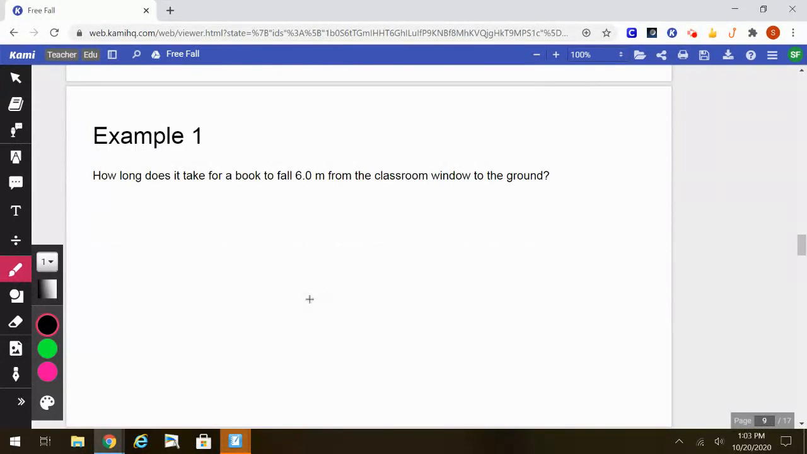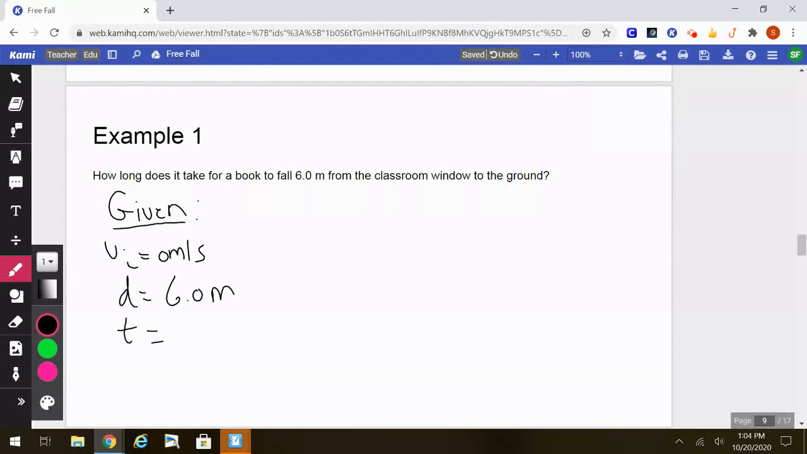Well, let's do an example. How long does it take for a book to fall 6 meters from the classroom window to the ground? Well, just like we've always done, write out your givens. What are we given here? Well, we automatically know we're dropping it, right? So we know that VI is 0 meters per second. It says it falls a distance of 6 meters, from the classroom window to the ground, right? We want to solve for T.